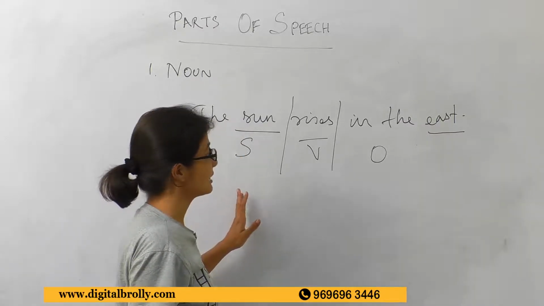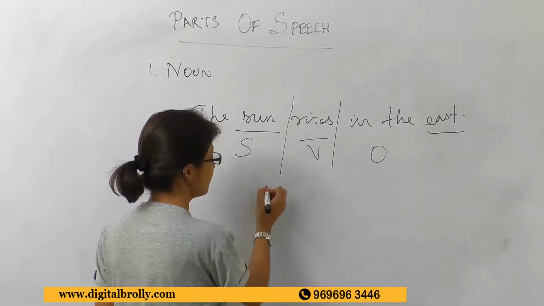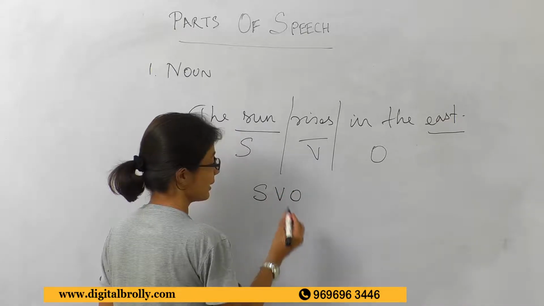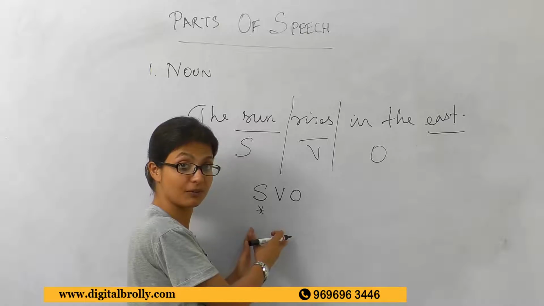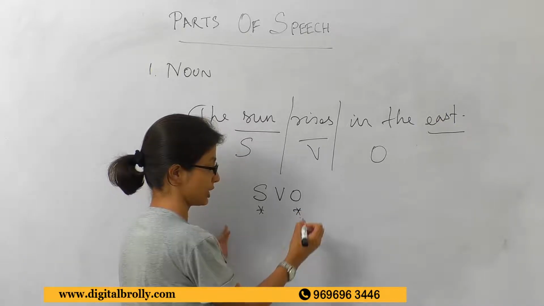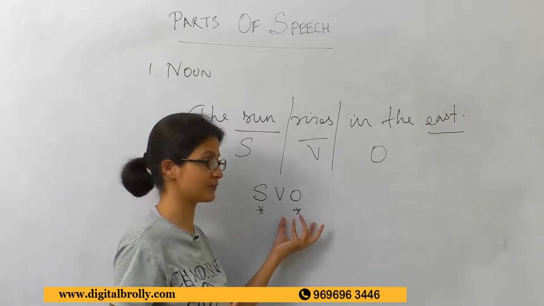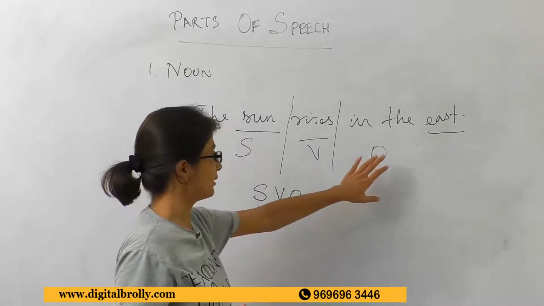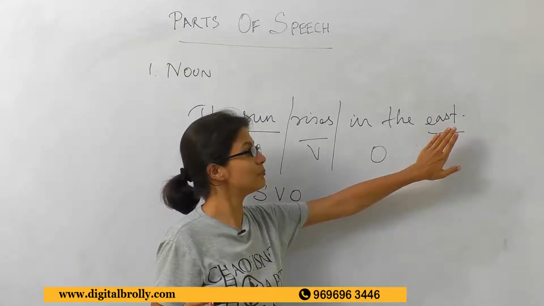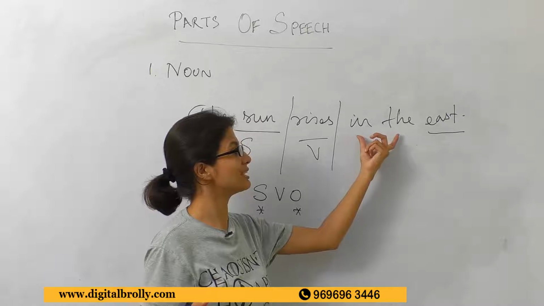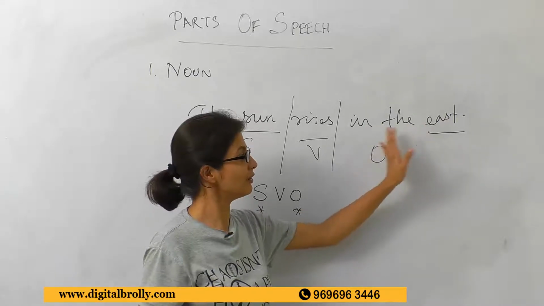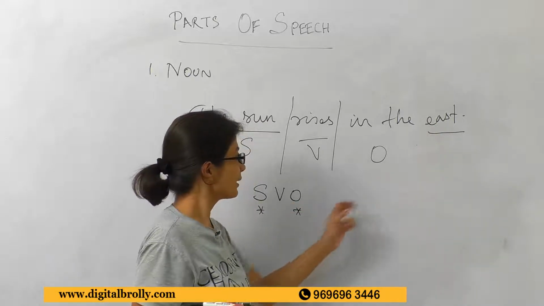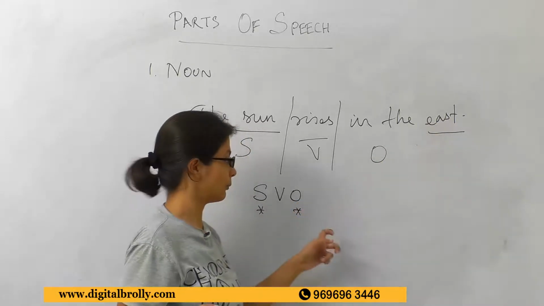So, you can see that in the SVO, the noun has two positions. Nouns can appear in the subject as a part of the subject or the whole of the subject, or in the object as a part of the object or the whole of the object. For example, here this noun is part of the object. You have other words like in and the. In is a preposition, the is an article. Here you have three parts, out of which a noun is just a part of the object.